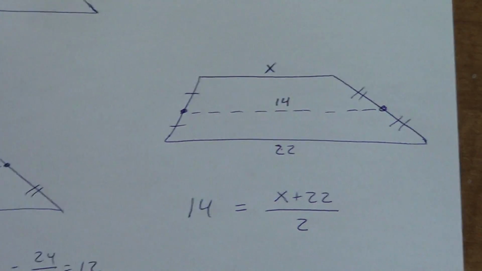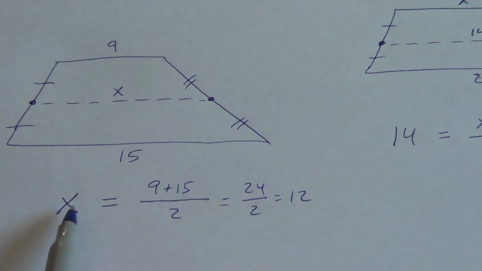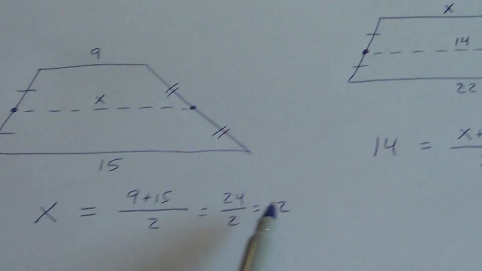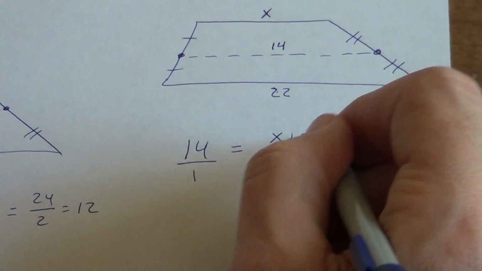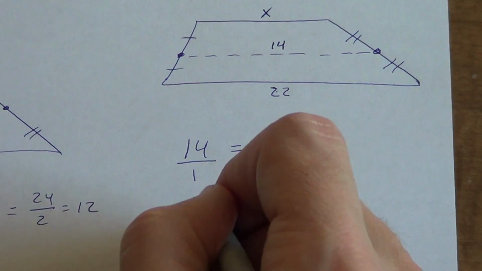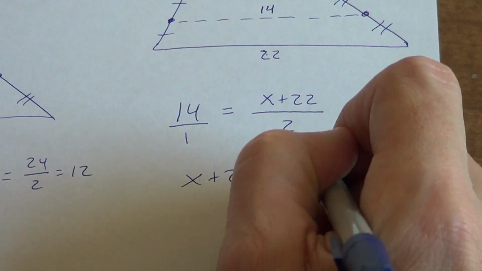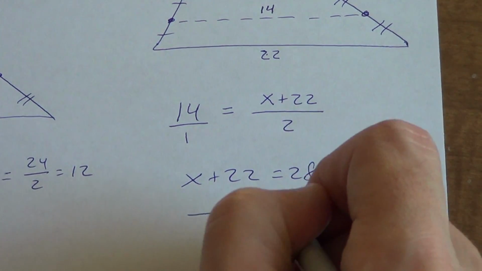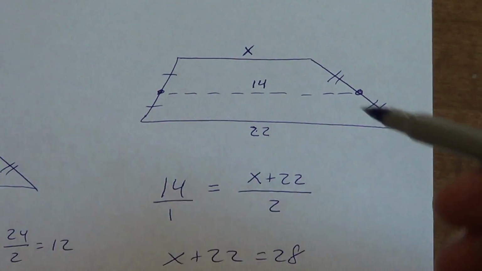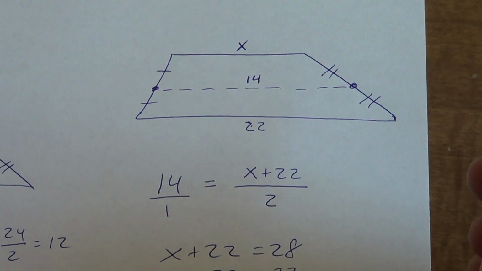So this is a little bit hard to figure out. I can't just do math. Okay, x was already all by itself over here. So here I just did some math. I added and divided. Here I've got to do some algebra. So I'm going to put this over 1 so that I can cross multiply. 1 times that doesn't change anything. But 14 times 2 is 28. I subtract 22, and I get x equals 6. And we can check that, see if it makes sense. 6 plus 22 is 28. Cut the 28 in half, we get 14. It makes sense. Okay, so that's the mid-segment theorem for trapezoids.